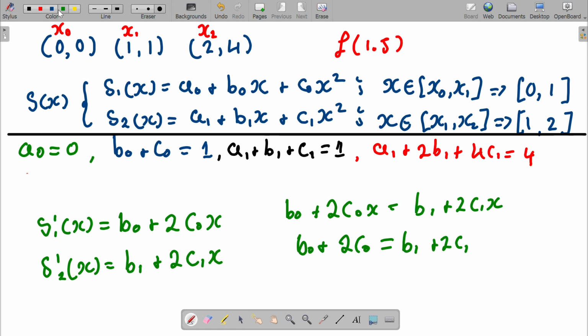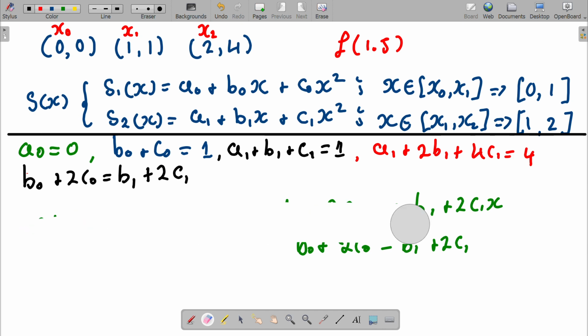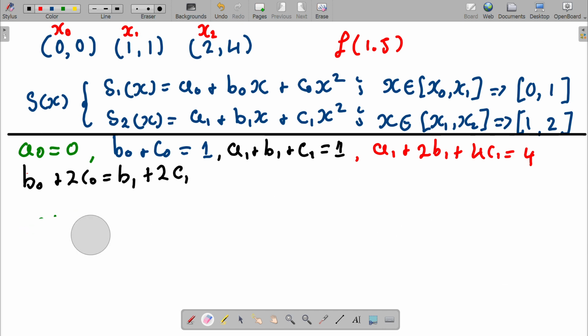So we can say another equation that we have ended up having is b naught plus 2c naught is equal to b sub 1, oh no, I mean plus 2c sub 1 there, like that. Okay, so this is the derivative condition when it comes to quadratic splines.